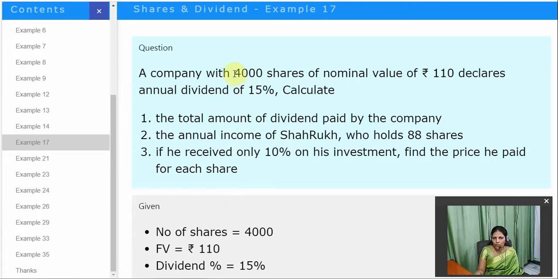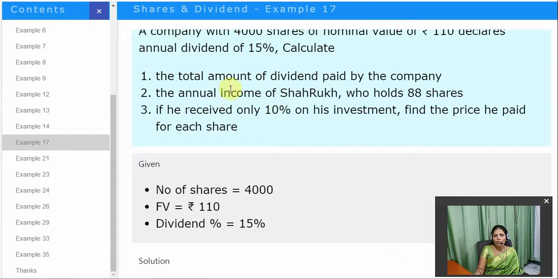Now what is this 4000? 4000 is number of shares. Nominal value is given here as 110. Nominal value is what? It is nothing but face value. Already we learned that nominal value, face value, everything gives the same meaning. So the face value is equal to 110. Now the dividend is 15%. So dividend percentage is equal to 15%. Now what you need to find? You need to find out the total amount of dividend paid by the company. So total dividend you need to find out. I hope you know the formula to find the dividend.